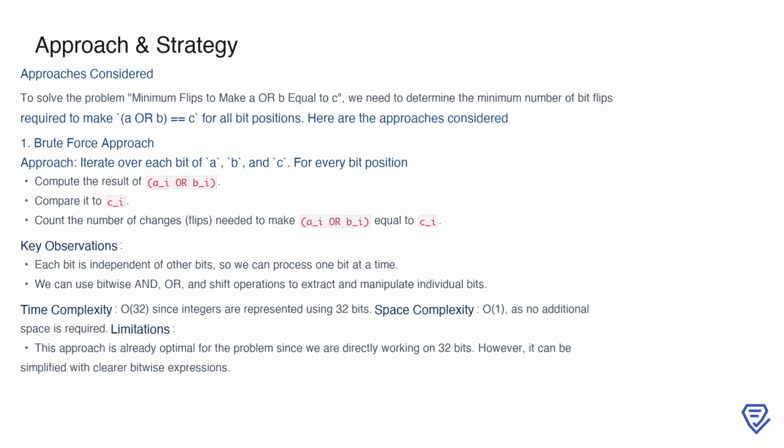To solve the problem Minimum Flips to Make A OR B Equal to C, the goal is to determine how many bit flips are needed to ensure that the result of A OR B matches C for all bit positions.